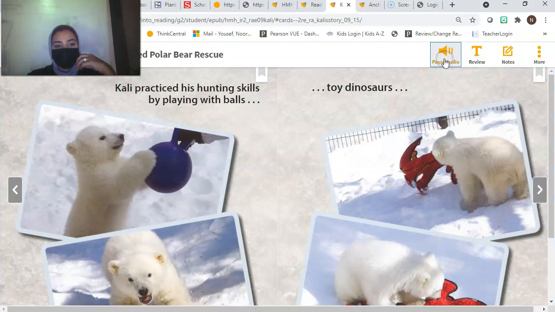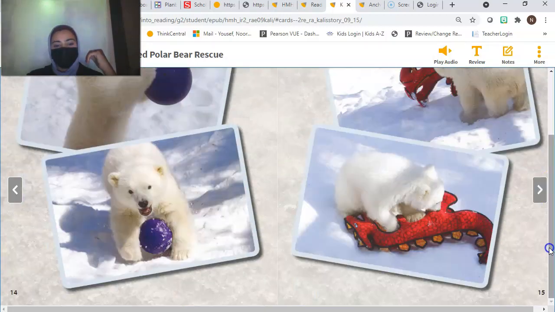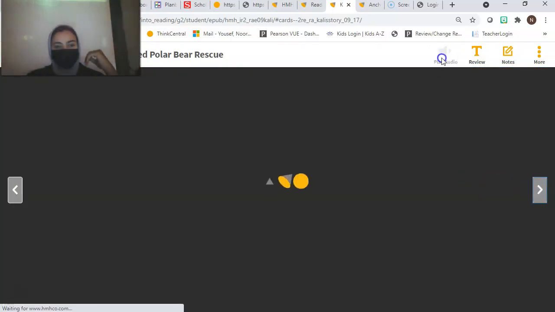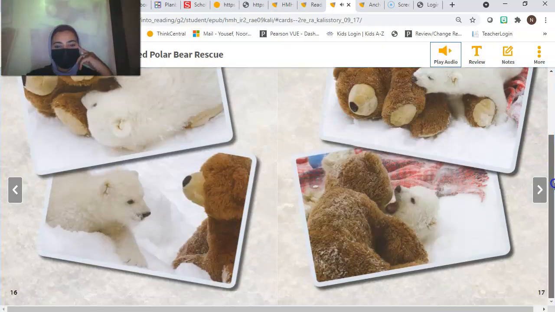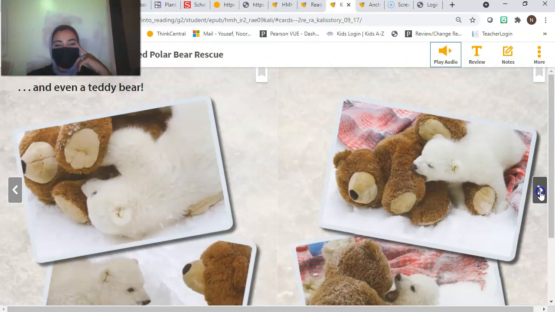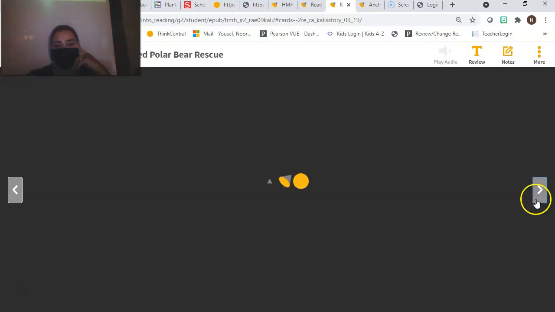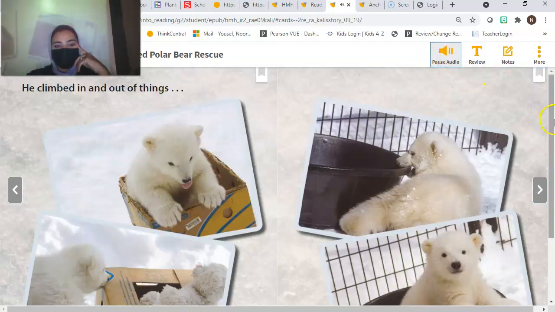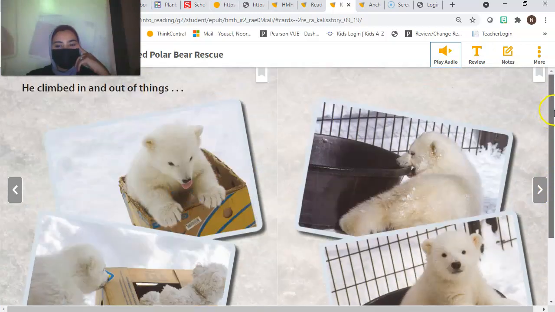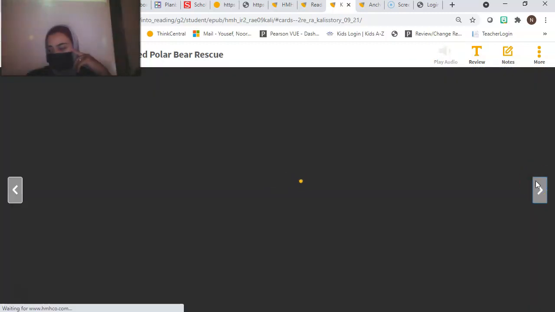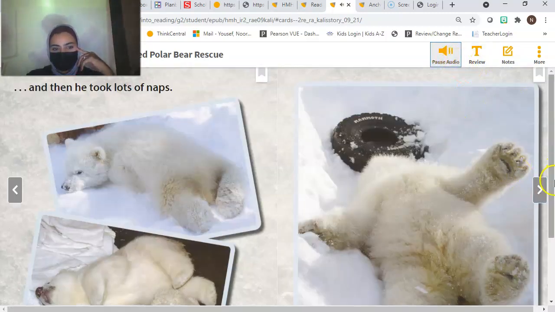All right, let's keep seeing. Cully practiced his hunting skills by playing with balls, toy dinosaurs. Aww. Look at this bottom picture. Aw, look at this. And even a teddy bear. Aw, look at him in the teddy bear. That's adorable. He is. He climbed in and out of things. Oh, look. He's getting bigger in each picture, isn't he? And then he took lots of naps.